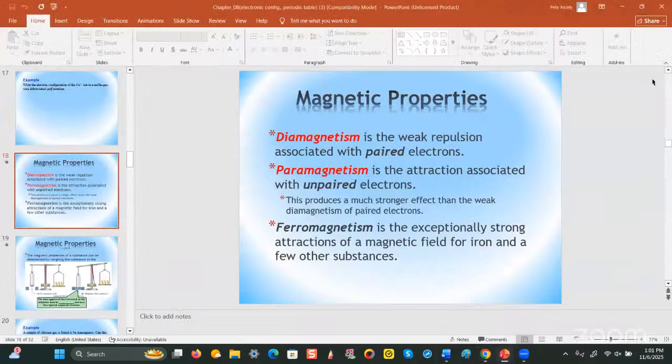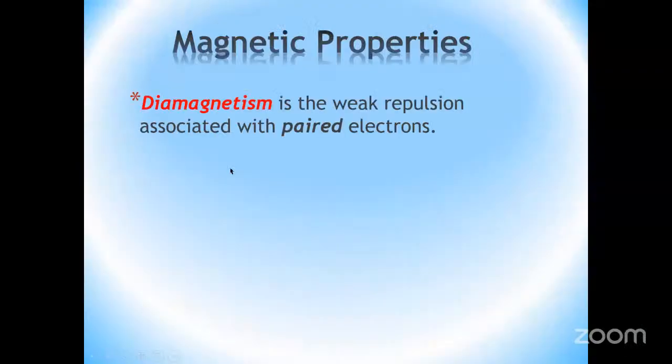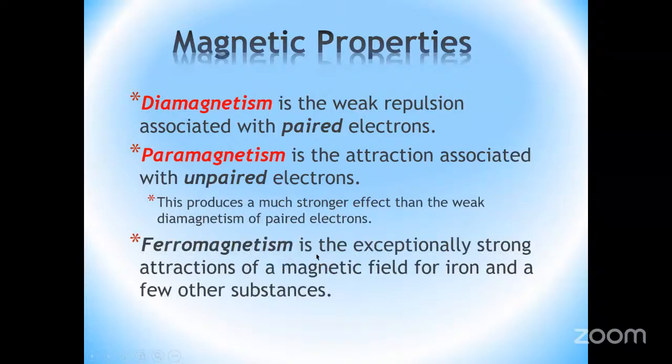All right, so let's talk about magnetic properties. Certain metals especially display different magnetic properties, the type of properties associated with magnetism. You have what is known as diamagnetism, which is the weak repulsion associated with paired electrons. So basically, pretty much anything that has paired electrons will display diamagnetism.